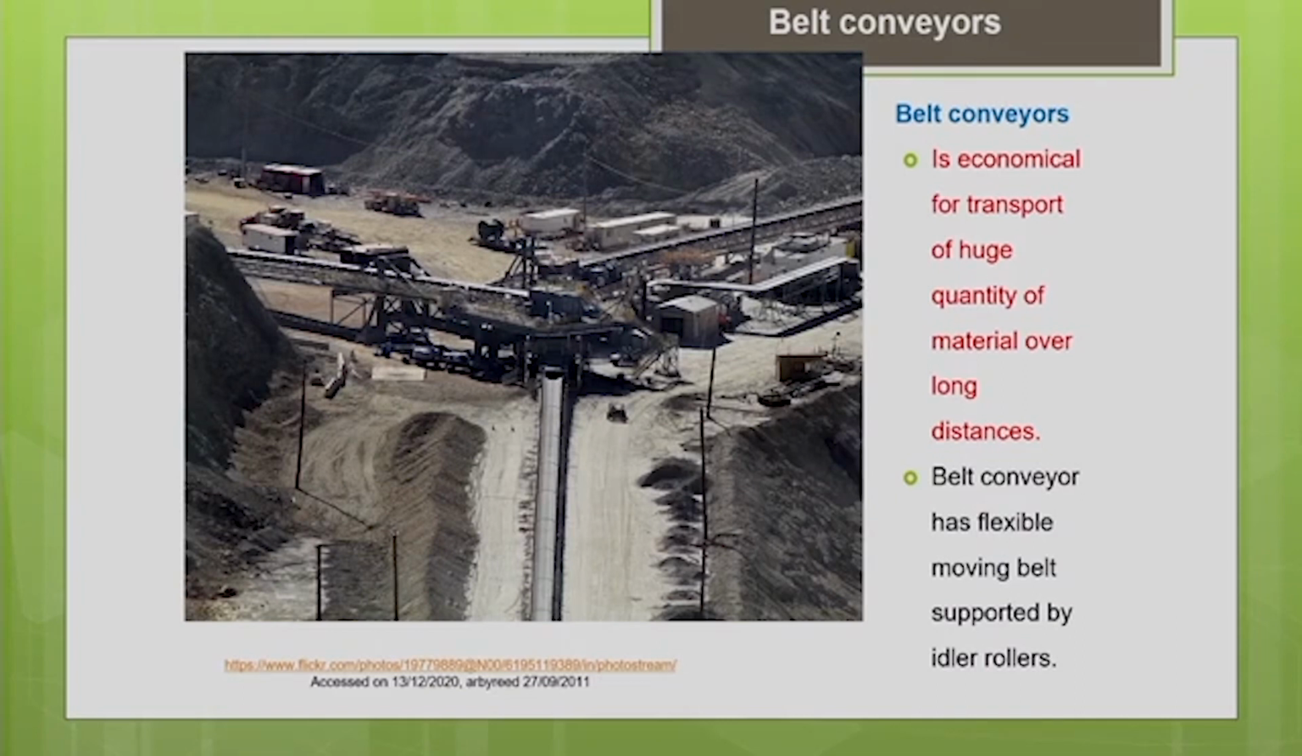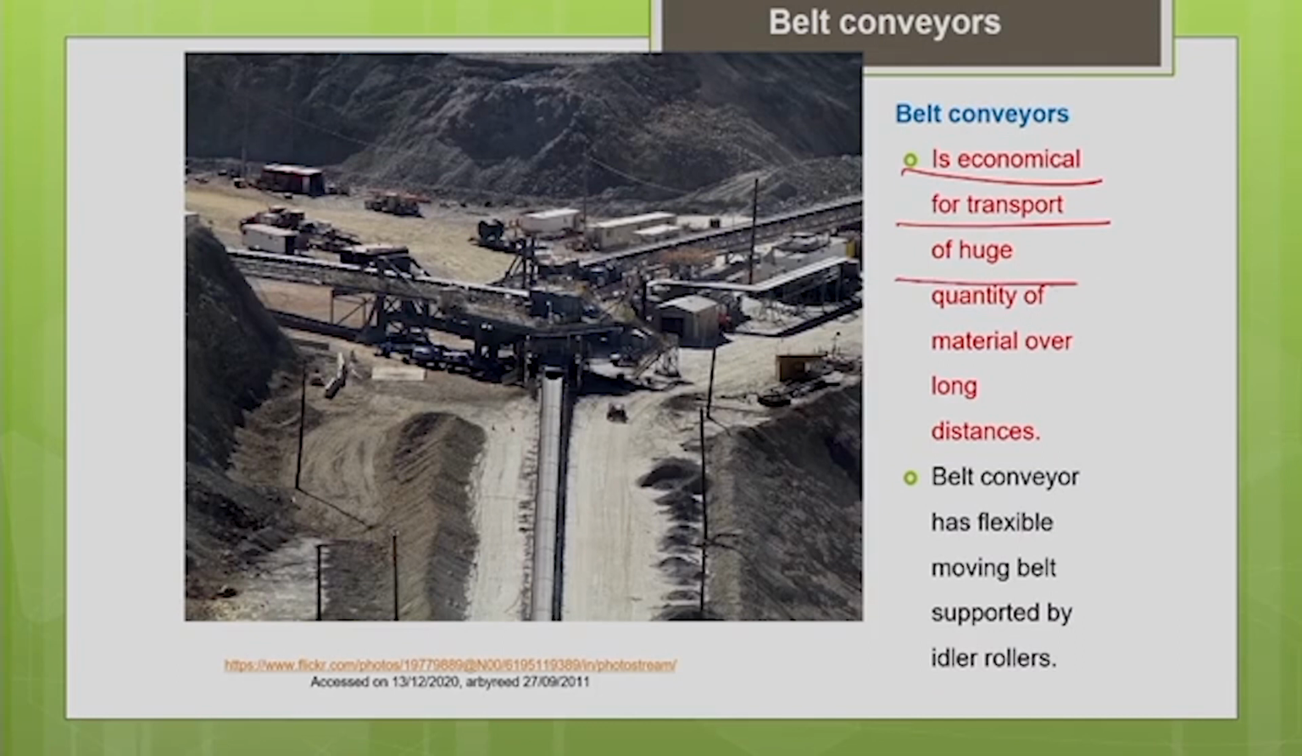Belt conveyors are very commonly used for material handling. We have portable belt conveyors, series conveyors. You can commonly see them in the RMC batching plant, asphalt batching plant or aggregate production plant. You can see that application of belt conveyors very commonly. Generally we can go for belt conveyors when the placement rate needed is very high. It is economical for transport of a huge quantity of material over long distances.